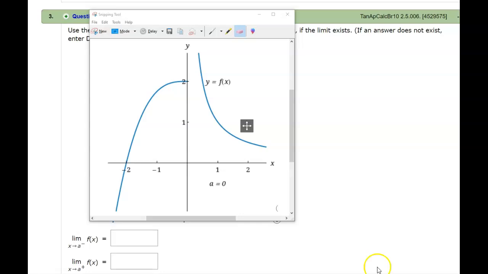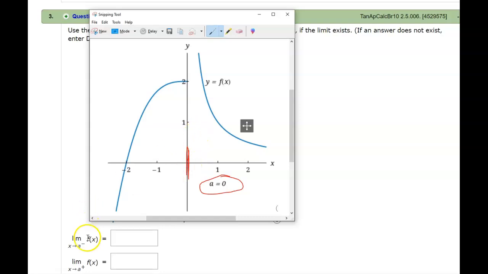For the next graph, we can see at A equals 0 we have a problem. There's a definite jump here. On one side it looks like it's going off to positive infinity, and on the other side it looks like it's going to 2 when A is equal to 0. So I'm interested in A is equal to 0. That's along here.